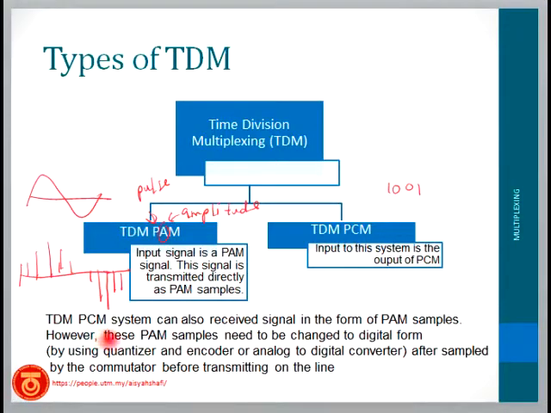So TDM PCM can also receive the signal in the form of PAM samples. However, this PAM sample needs to be changed to digital form by using a quantizer and encoder, or analog to digital converter, after being sampled by the commutator before transmitting on the line. So this means TDM PCM can also use the signal from PAM but needs to quantize and encode.